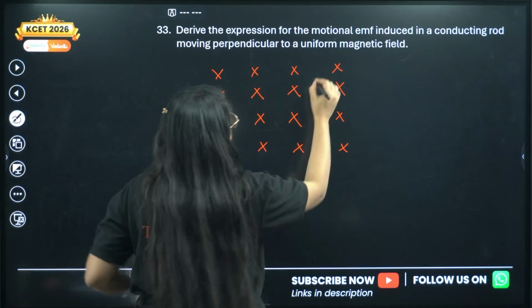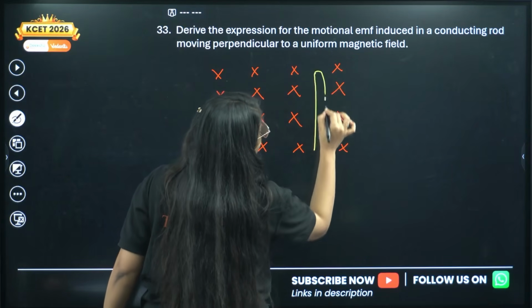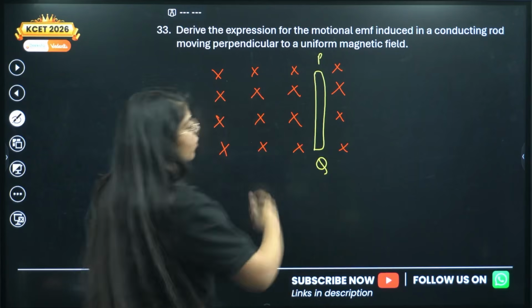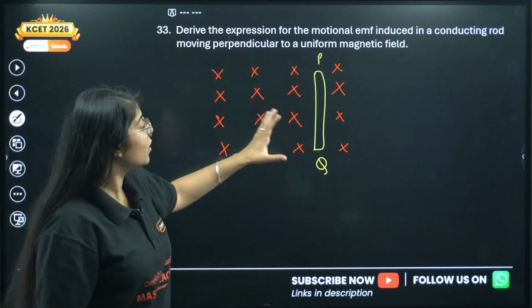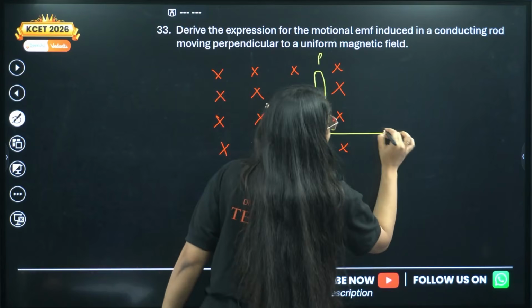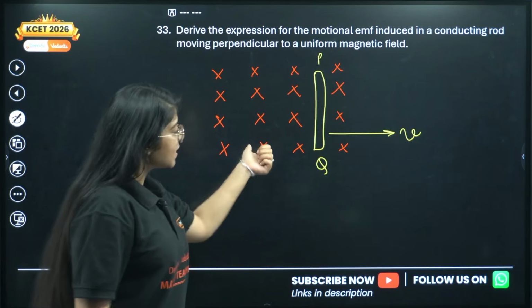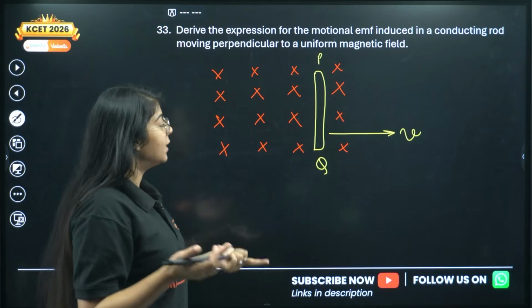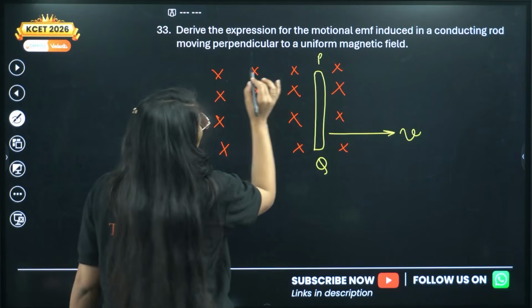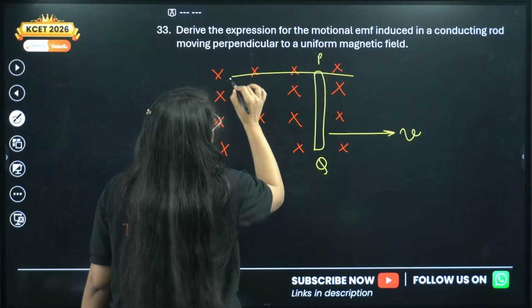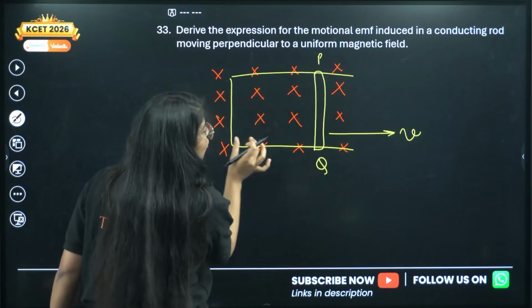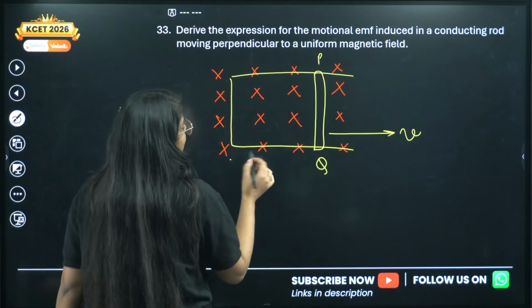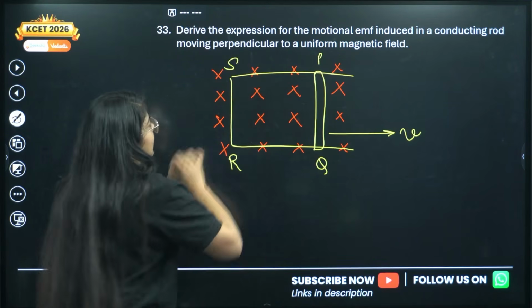Let's say this is my rod, P and Q. This rod is moving perpendicular, so let's say it is moving in this direction. B is inwards, V is in this direction. So their angle is 90 degrees. Now let's say we take this frame, the frame on which this rod is moving. Correct? Let me name this PQRS.